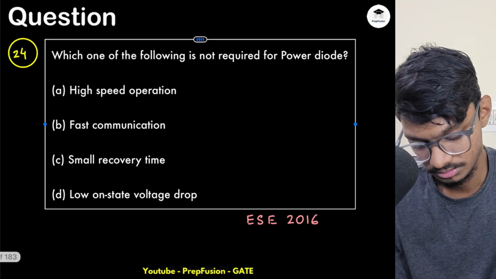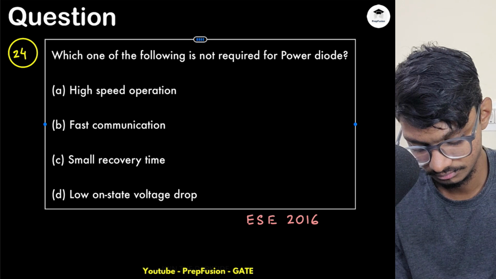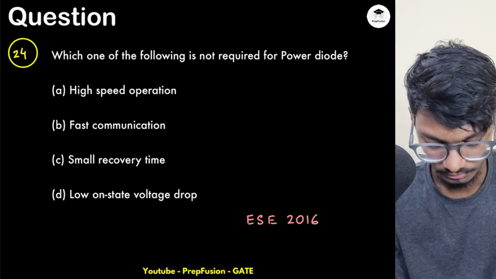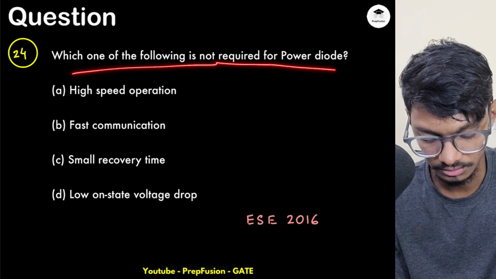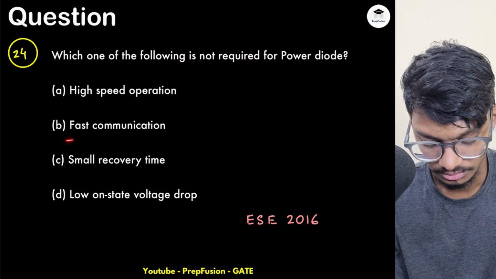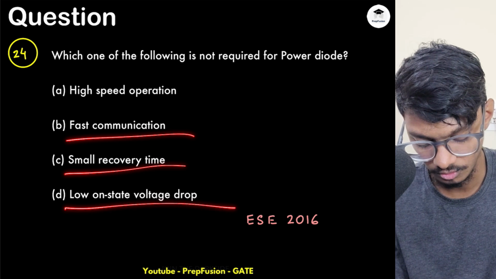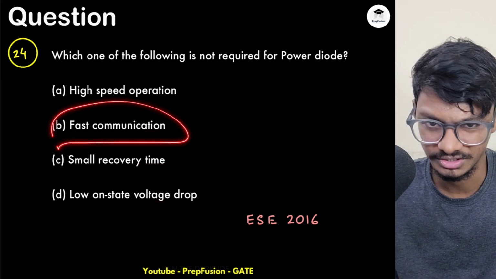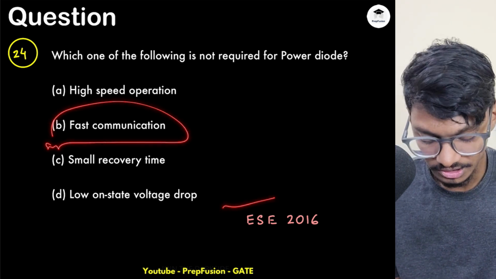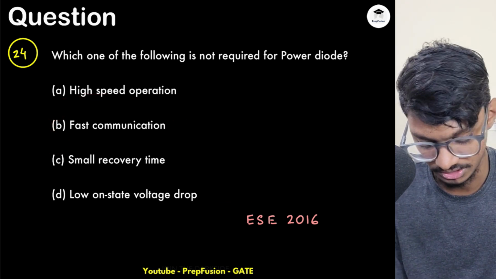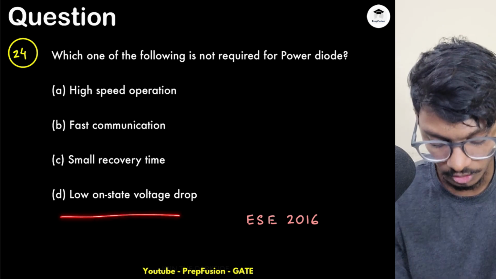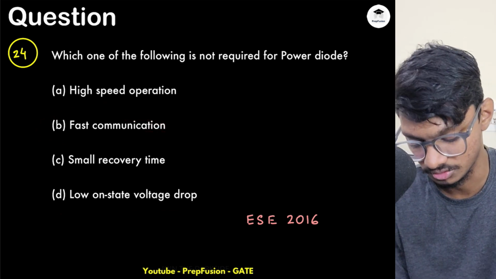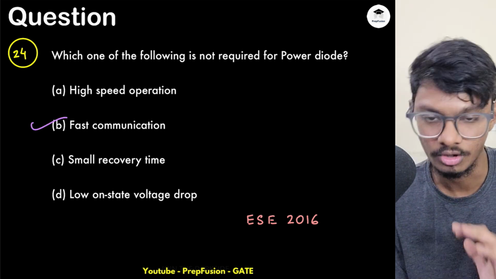Okay, so which one of the following is not required for a power diode? High speed operation, fast communication, small recovery time, low onset voltage drop. For a power diode, obviously I don't know about fast communication. What is communication? These are ESE questions. High speed operation, obviously we want that. Small recovery time, we want that. Low onset drop, all these things we want, right? Fast communication, I don't know, does it need to communicate or not? So this will be not required for a power diode, right?